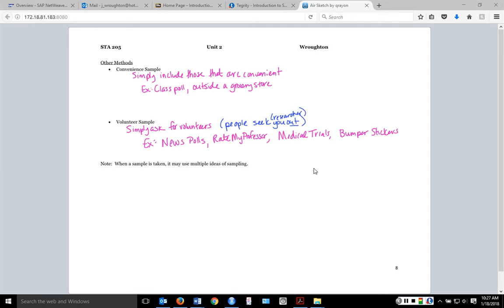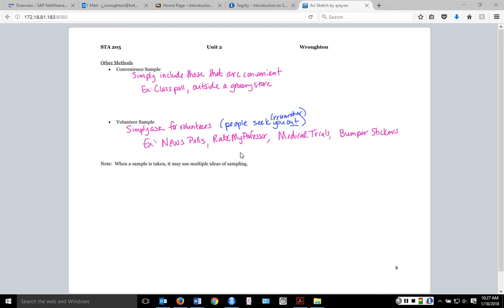So with a lot of these volunteer samples I just mentioned, you can see that they are probably pretty biased samples. But as long as you know that, you can still get some information from them. So for example, if you've ever looked at the Rate My Professor, I'm not telling you to never use it, because you can still look for trends. Is every review out there negative about a professor? That's probably going to tell you something.